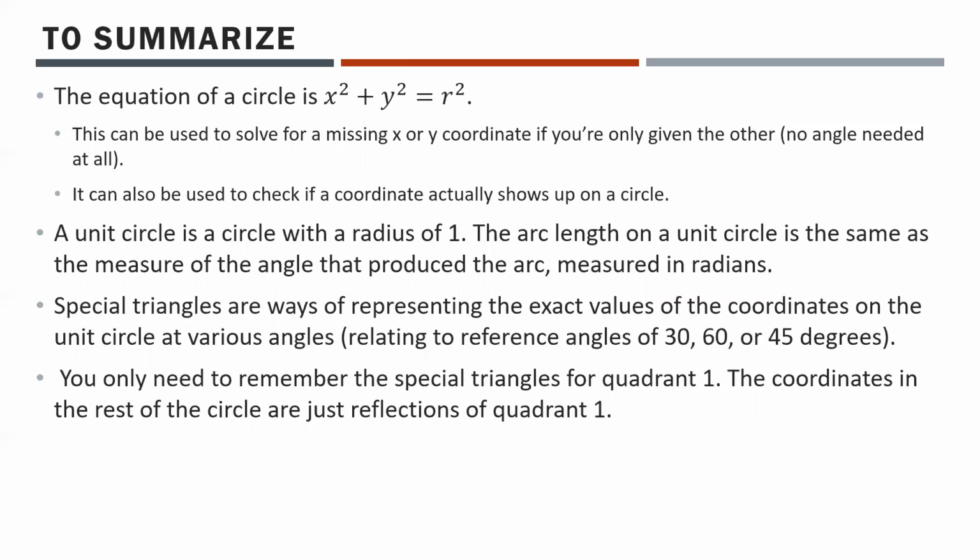And you only need to remember the special triangles for quadrant 1. The coordinates in the rest of the circle are just reflections of quadrant 1. That's another really good thing to take away from this. So in other words, just understand using a combination of your CAST rule and even a picture of what a Cartesian plane looks like, knowing where your x is negative and where your y is negative. That'll really help a lot.